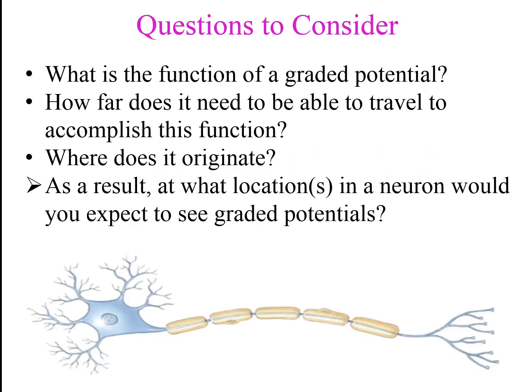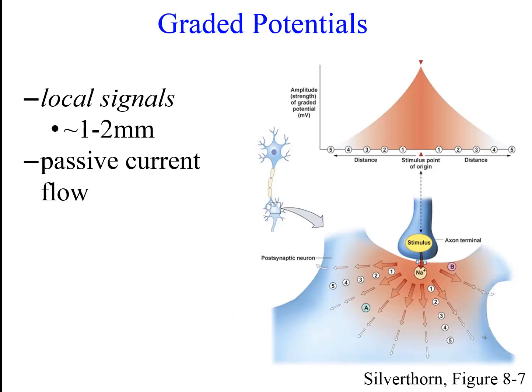So let's start by reviewing graded potentials. As we consider graded potentials, it's useful to think about a few questions. What is the function of a graded potential? How far does it need to be able to travel to accomplish this function? Where does it originate? As a result, at what location or locations in a neuron would you expect to find graded potentials?